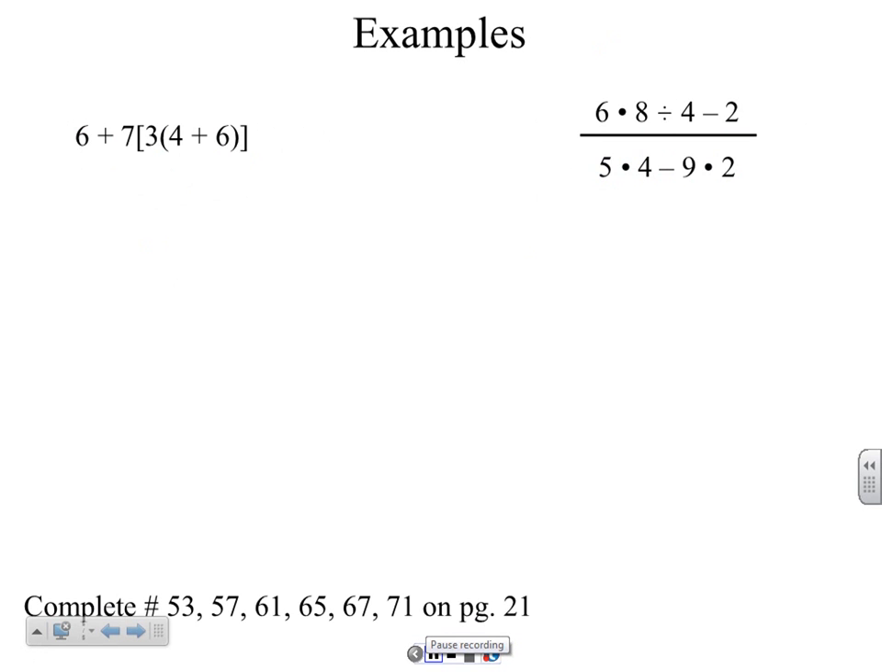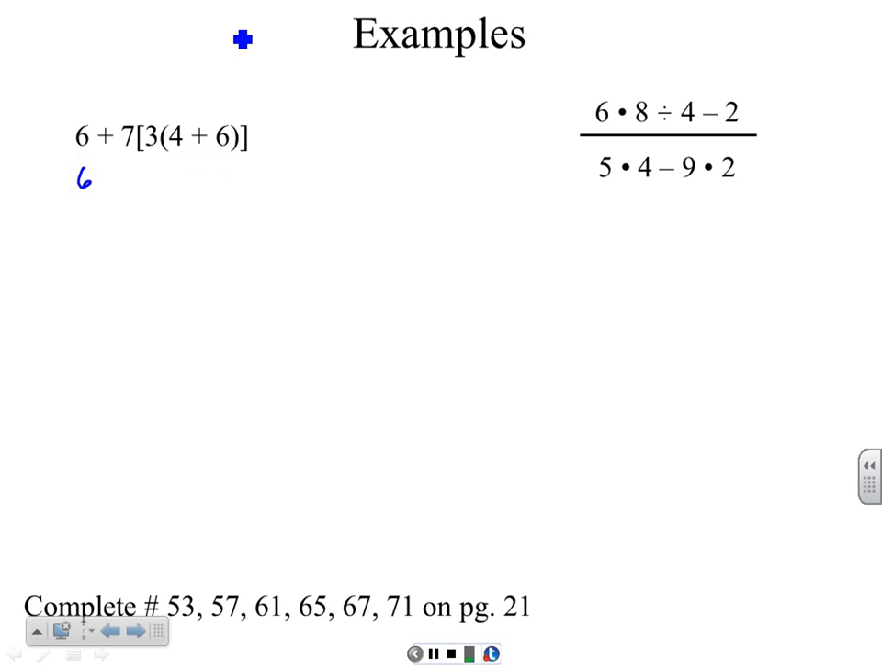Alright, so the one on the left, here is what we have. We have two different sets of grouping symbols. So this is what we call embedded grouping symbols because you have brackets and you also have parentheses. So what we're going to do according to our order of operations is work inside out. So we're going to do our innermost grouping symbols first.